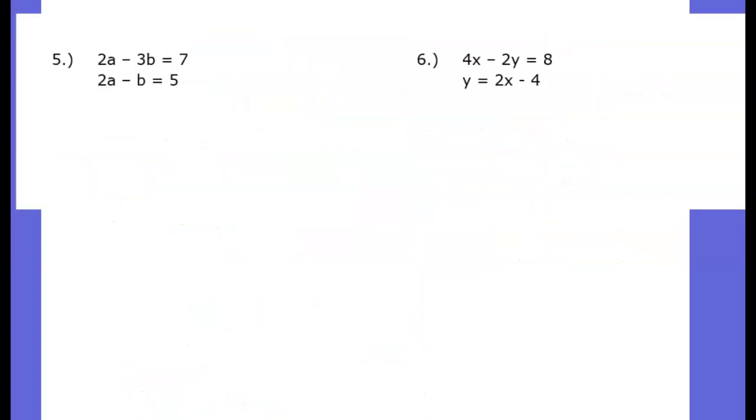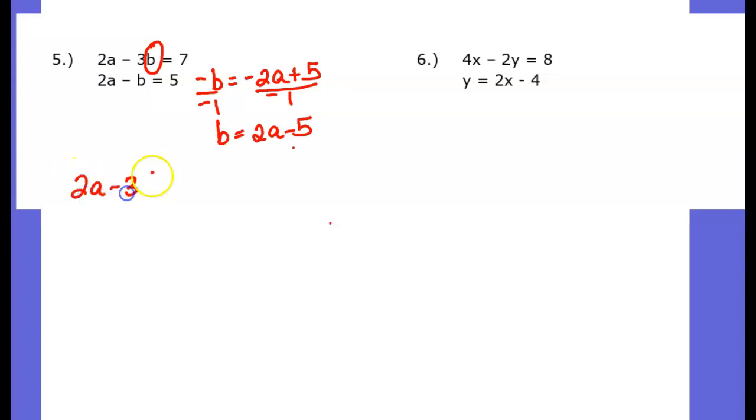All right, number 5, when I look at it, I don't have any coefficients of 1, but I do have one of negative 1. All right, so I'm going to solve first for negative b is equal to negative 2a plus 5, but then I'm going to divide everything by negative 1. B is going to be equal to 2a minus 5. Okay, so I'm then going to substitute in the first equation for that b. So I've got 2a minus 3 times, instead of b, I'm going to put (2a minus 5), and that's going to be equal to 7. I'm then going to distribute: 2a minus 6a plus 15 is equal to 7.